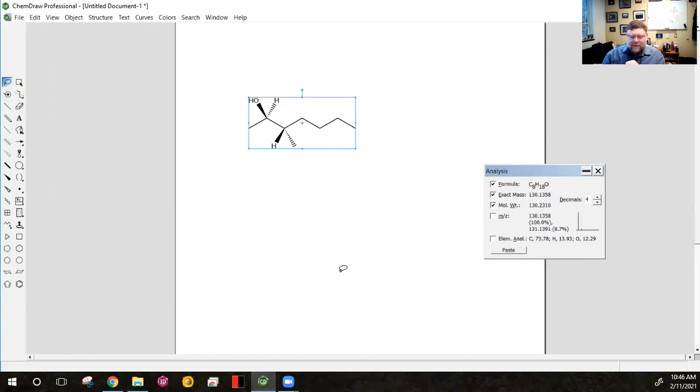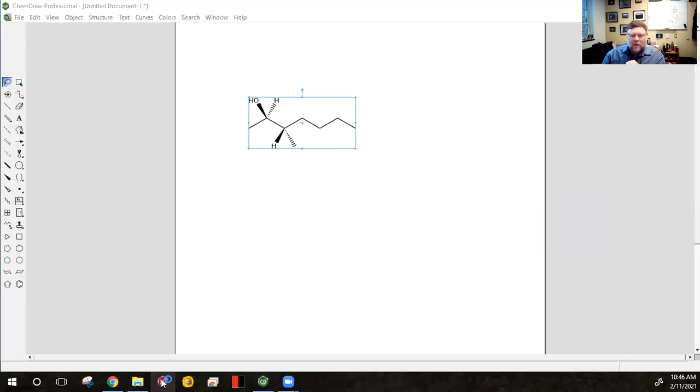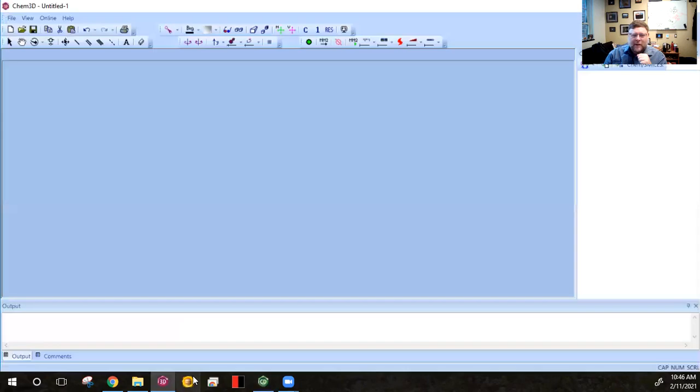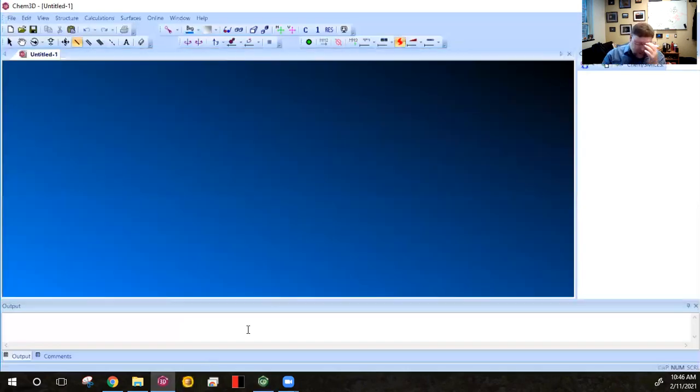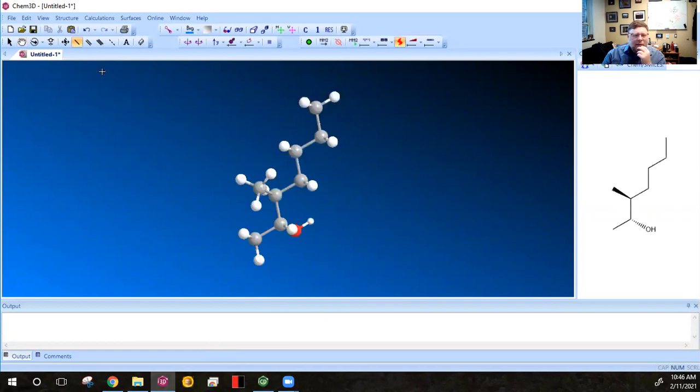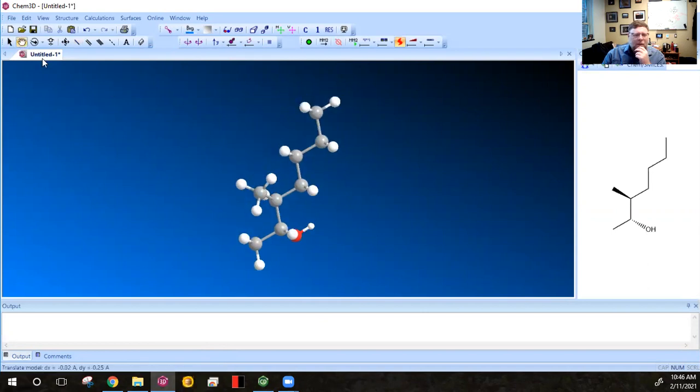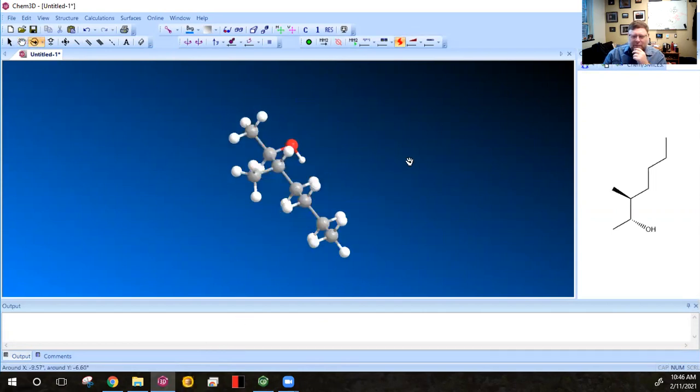I'm going to Control C, and then I'm going to open this program called Chem 3D. You'll get Chem 3D as well with the Chem Office software. You can actually build molecules. There's a building screen over here. I prefer to draw in ChemDraw and paste in, so I'm going to Control V, paste in, and there's our molecule. And then we can grab the hand there and move it around the screen. Grab this rotate button, and we can tumble it all over.